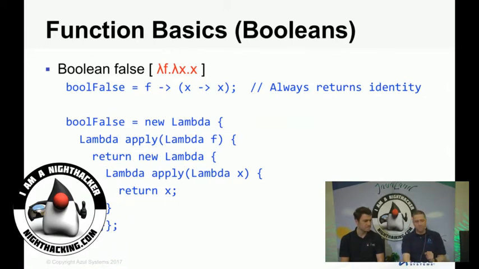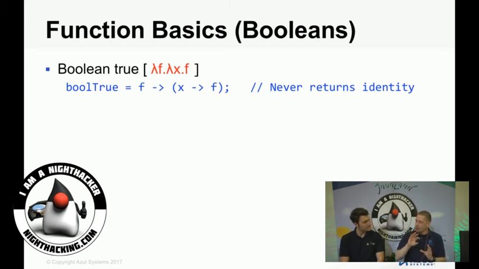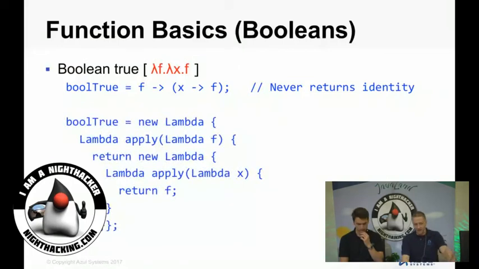Let's do true. So true is the opposite, logically, of false. So we'll have a lambda expression which never returns identity. Okay, that makes sense now. So we have one lambda expression which always returns the identity lambda function. The opposite of that, true, is going to be never returning identity. I know it's a little bit counterintuitive to start with, but this is what we have for true. And then, again, we can represent that as an anonymous inner class.